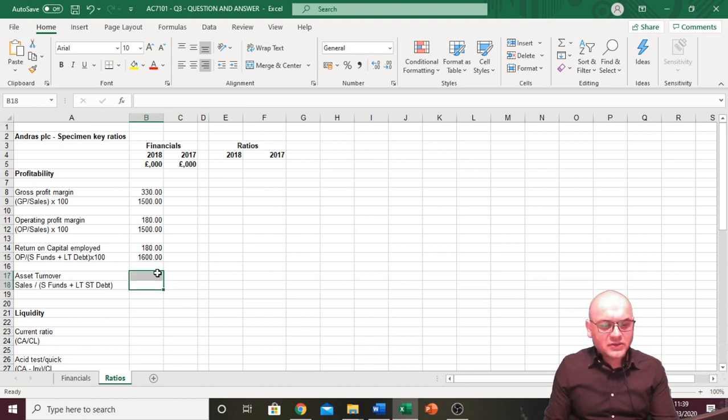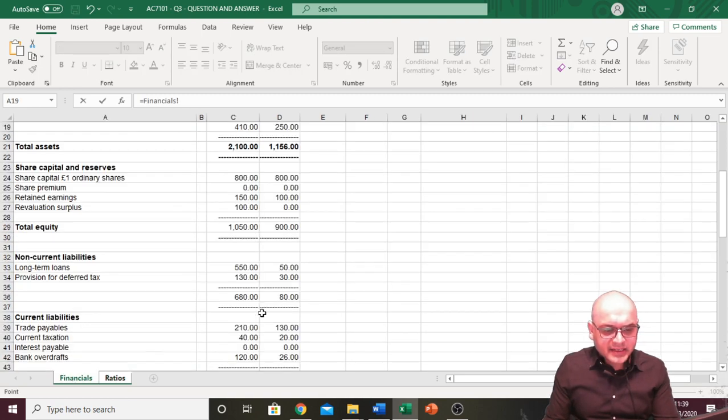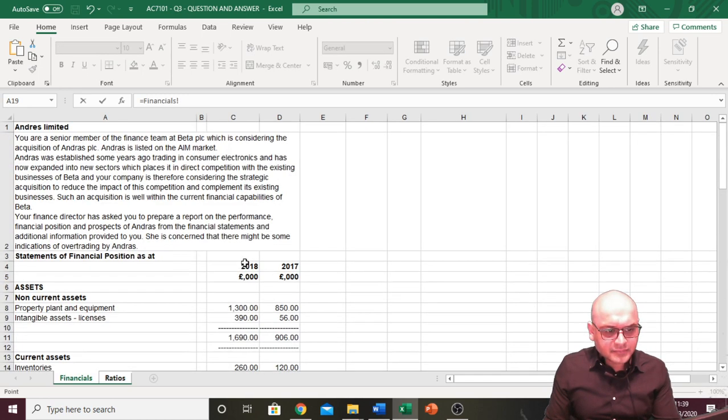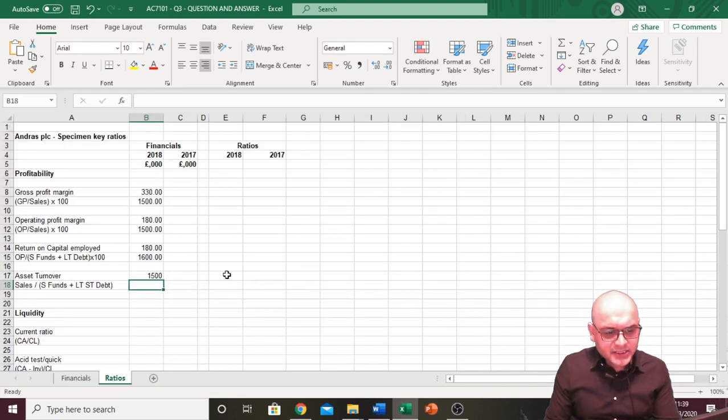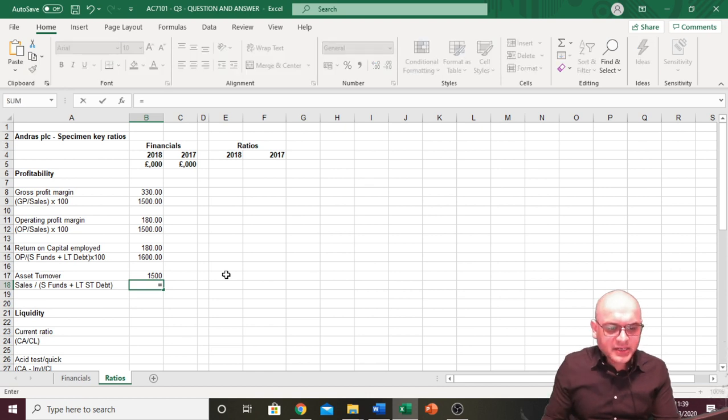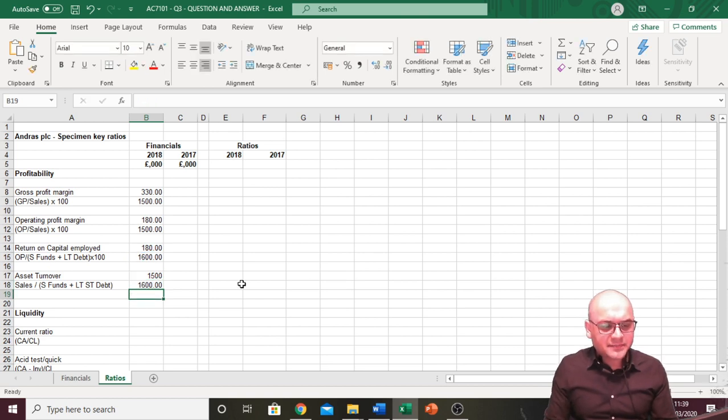Then asset turnover, for which we need sales. So go back, get the sales, and the denominator is the same as above. So rather than doing the calculation again, I can just put equal to sign and get the same figure which I recorded on the top. B15, that would be it.